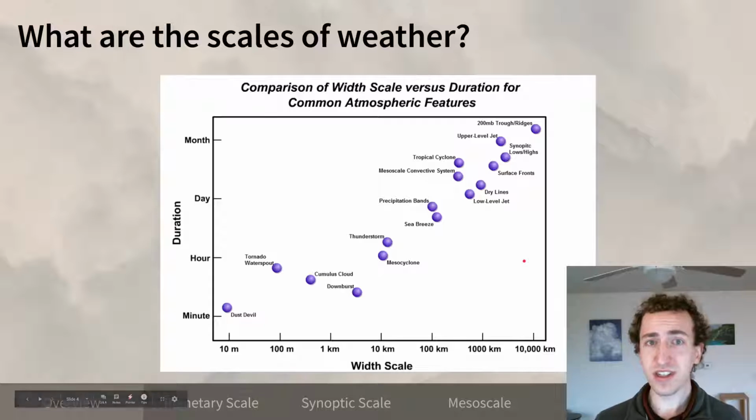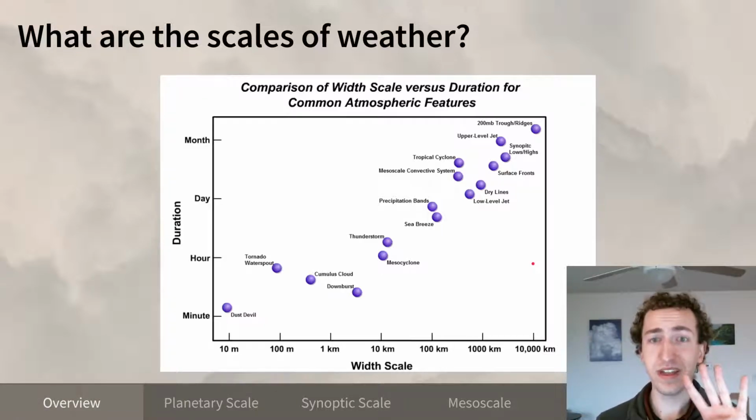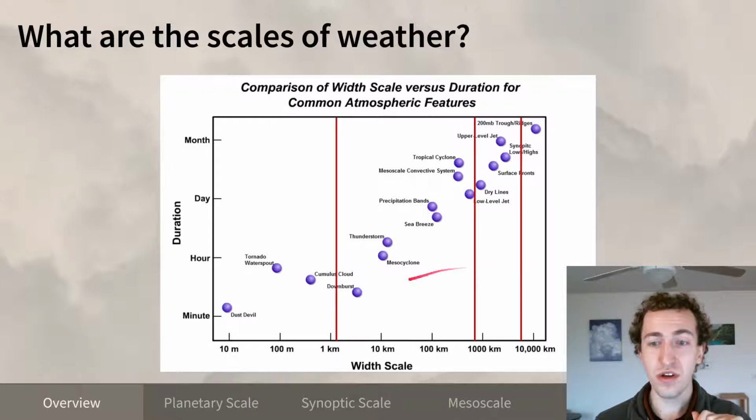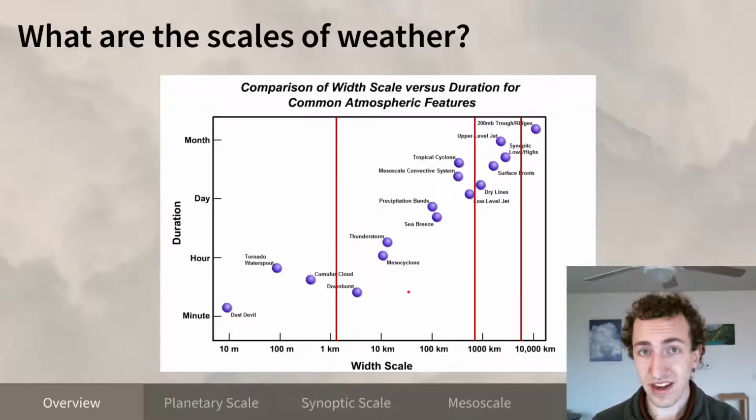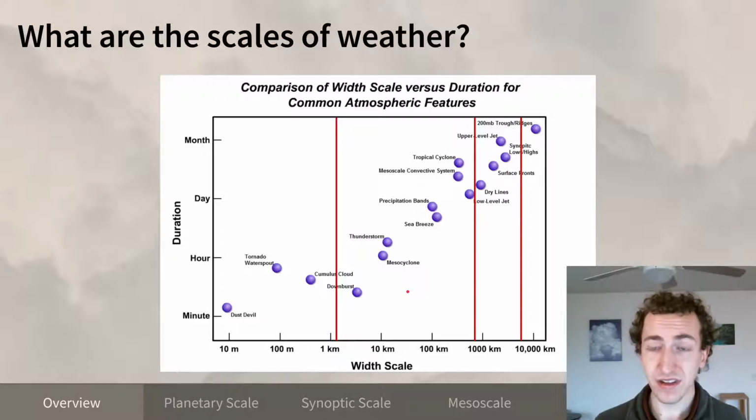So meteorologists tend to categorize this into 4 different scales. Our smallest scale phenomena are typically considered things that are on scales of less than about 2 kilometers. And this includes things like tornadoes, dust devils, small scale clouds, and all that. And we call this microscale. Next up, bigger than that, is mesoscale. Then we have synoptic scale.